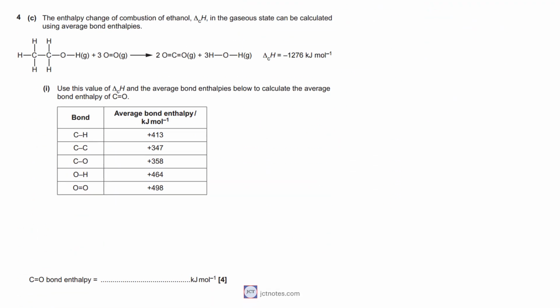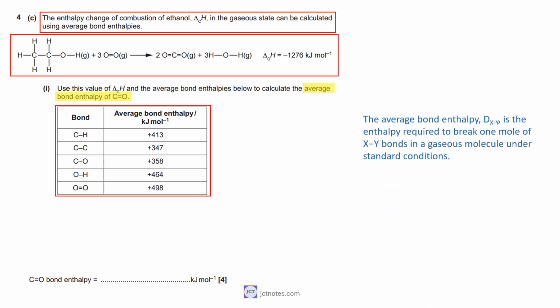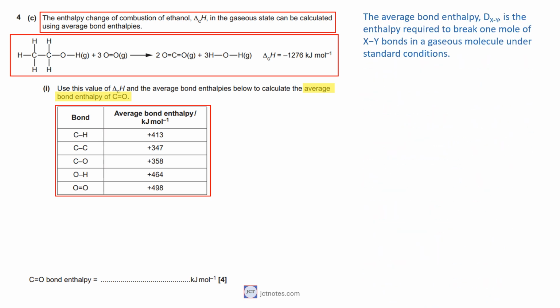In part C of question 4, we have that the enthalpy change of combustion of ethanol in the gaseous state can be calculated using average bond enthalpies. We are provided with the reaction, the enthalpy change of combustion of ethanol and a table with average bond enthalpies. We are asked to calculate the average bond enthalpy of the carbon-oxygen double bond. The average bond enthalpy is the enthalpy required to break 1 mole of bonds in a gaseous molecule under standard conditions. Since breaking bonds requires energy, these values are always positive.